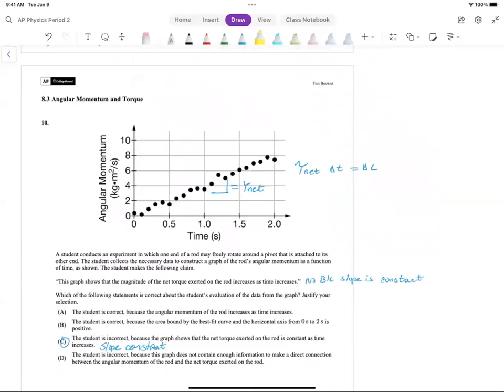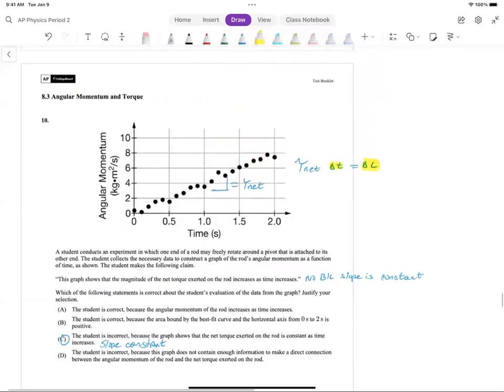Here's another graph, angular momentum versus time. I write all the equations I know that have something to do with angular momentum and time. That's the impulse equation. And so the slope of that is going to be the torque. Look at the slope, it's constant.